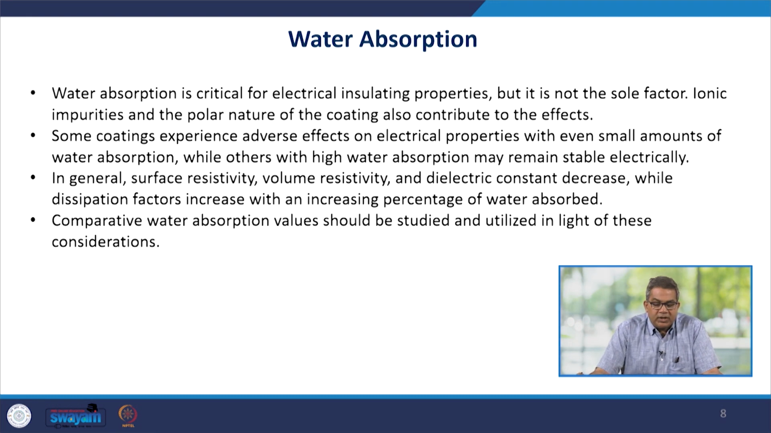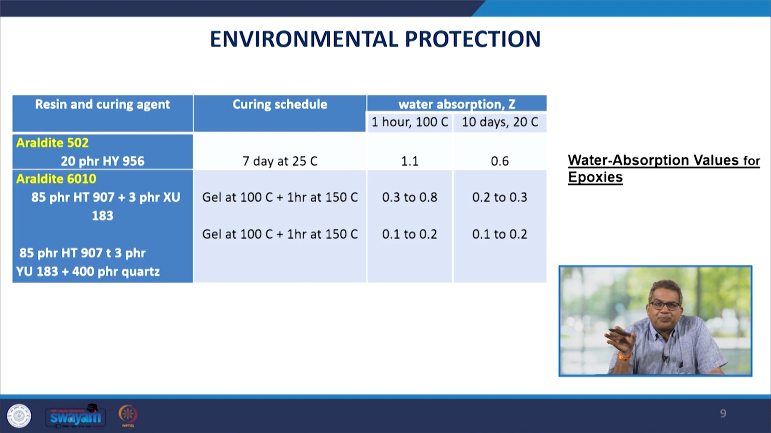Water absorption is critical for insulation properties, especially electrical insulating properties, but it is not the sole factor. Ionic impurities and the polar nature of the coating also contribute to the effect, and some coatings experience adverse effects on electrical properties with even a small amount of water absorption, while others with high water absorption may remain stable electrically.